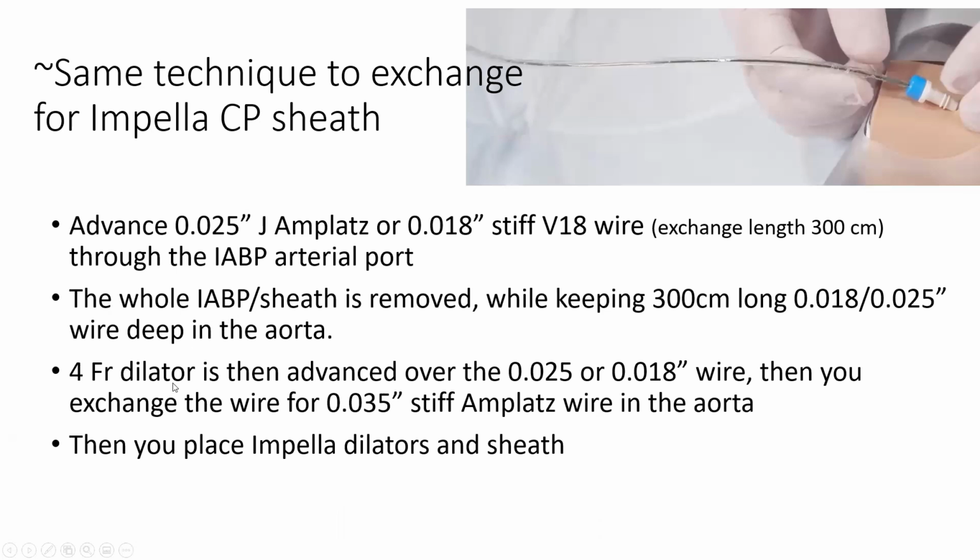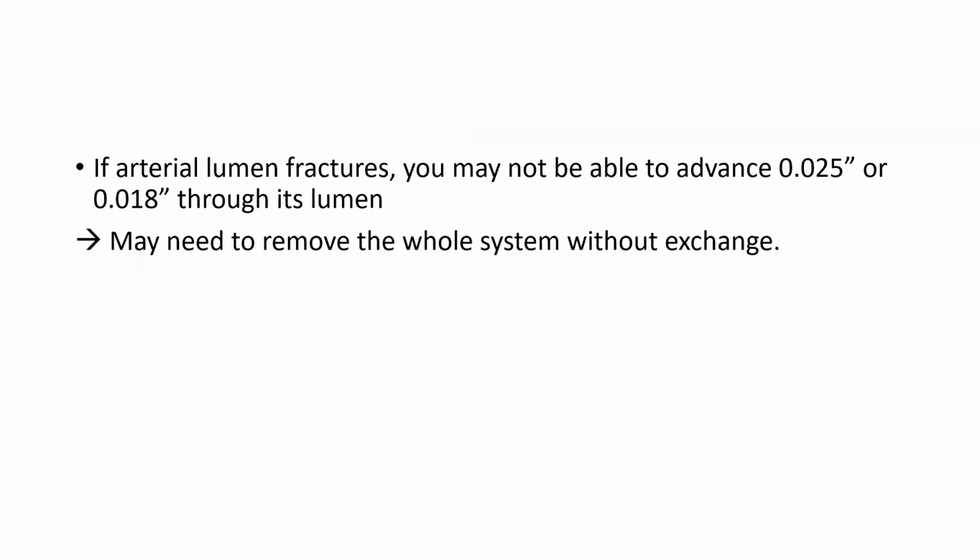In that case, you definitely need to put in a 0.35-inch wire. So you advance a 4 French dilator over those wires to allow you to advance a 0.35 and exchange for a 0.35-inch stiff Amplatz wire. Then you place the Impella dilators and sheath, and eventually the Impella itself. You cross the LV, then you place the Impella.